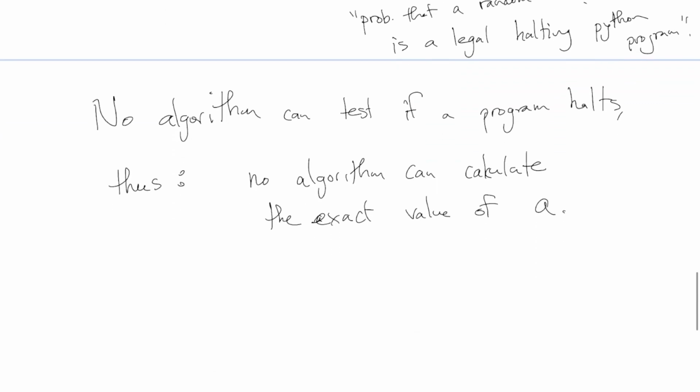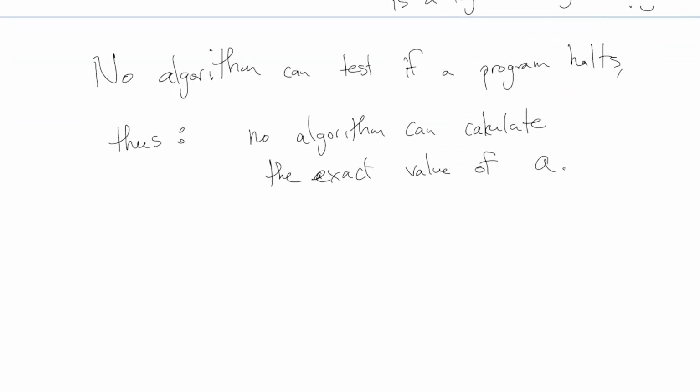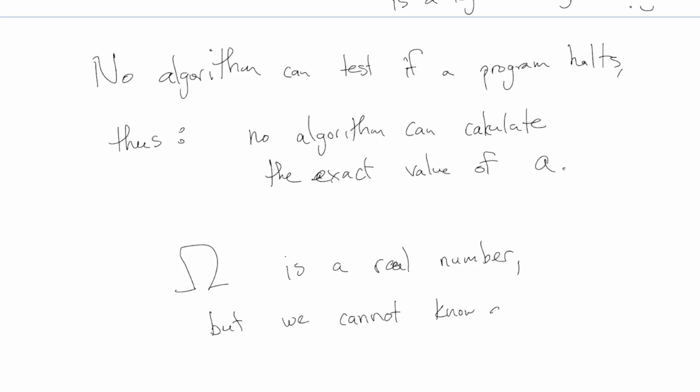All right, so what we have here is, it's typically called omega, a capital omega. It is a real number, but this is the big takeaway you can tell to your friends. We cannot know all of its digits.